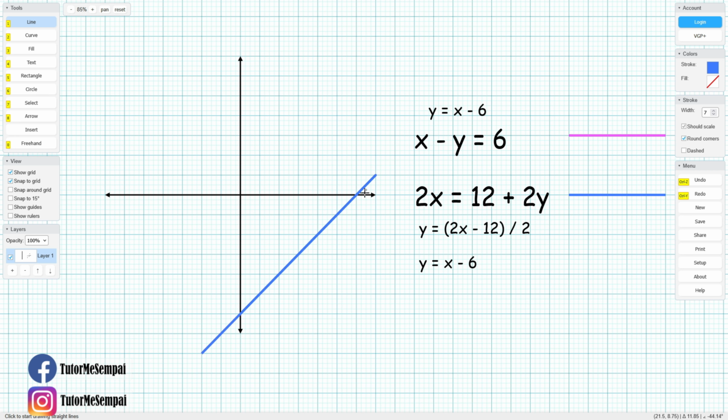How many times are these two lines overlapping? Many times, an infinite number of times. This is the same exact graph, so it's going to hit every single point that exists on this graph. This is an example of having infinite solutions, and all of your infinite solution graphs will look like this. You have just the one graph because they're pretty much the same graph sitting on top of each other.